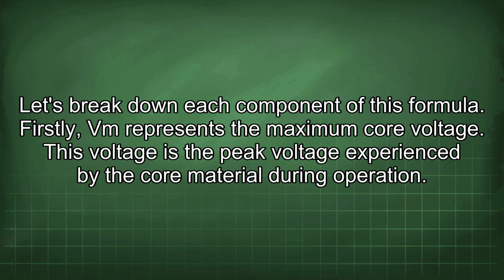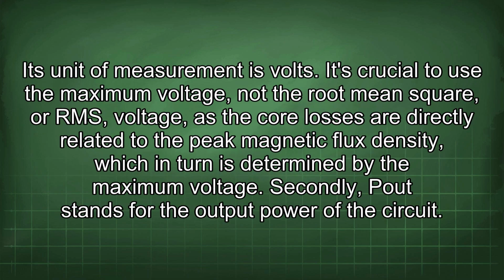Firstly, Vm represents the maximum core voltage. This voltage is the peak voltage experienced by the core material during operation. Its unit of measurement is volts. It's crucial to use the maximum voltage, not the root mean square, or RMS voltage, as the core losses are directly related to the peak magnetic flux density, which in turn is determined by the maximum voltage.